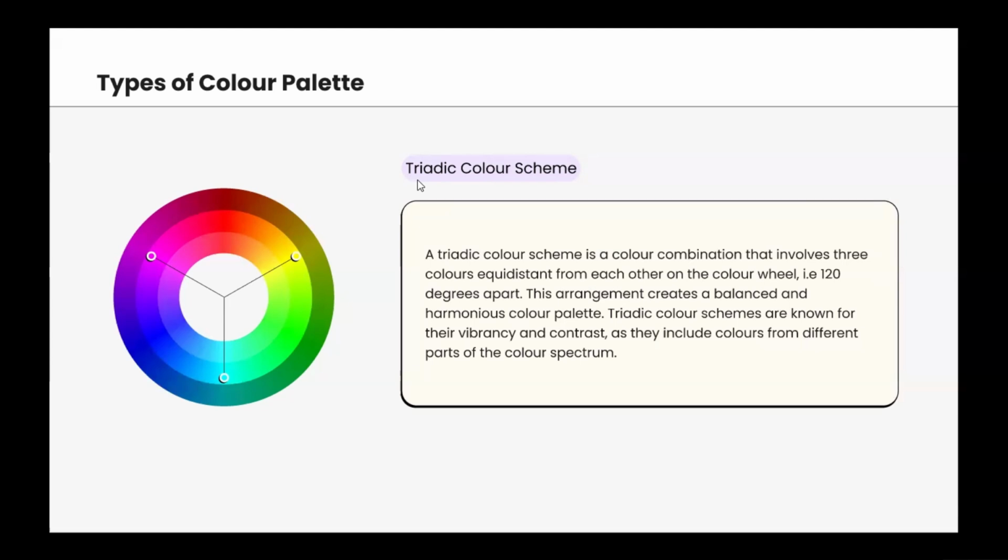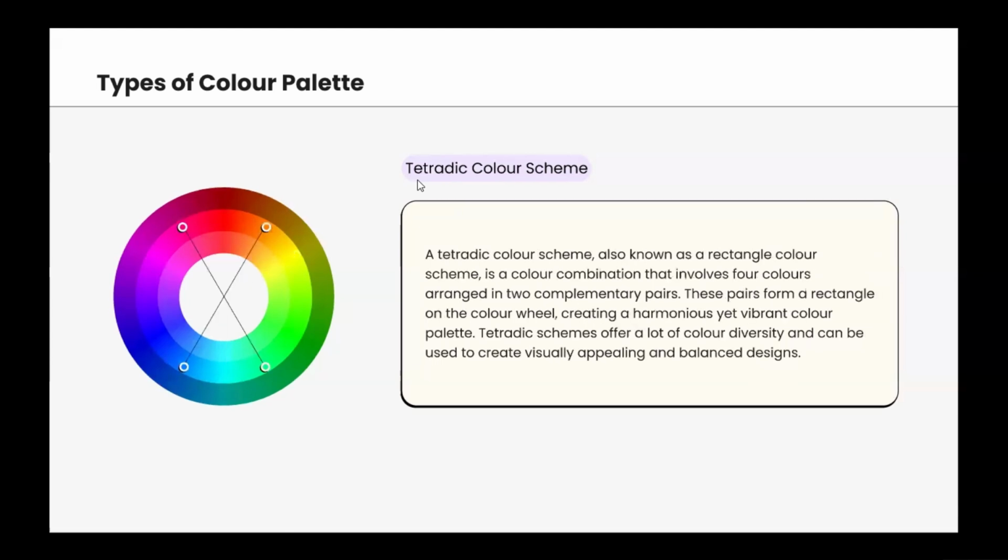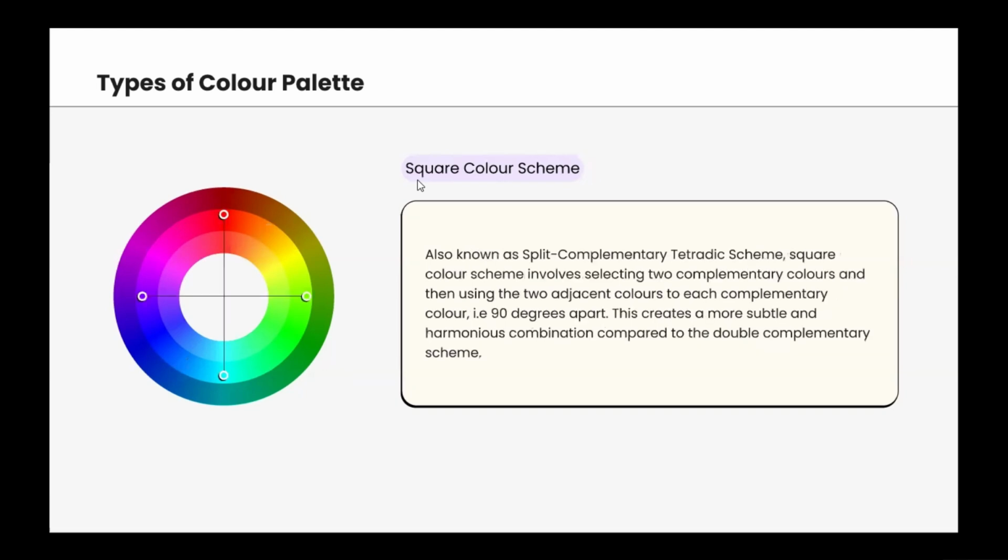So you can see the cyan is here, the yellow and the magenta. So they are different spectrums. We have the tetradic color scheme, a combination of four colors that are complementary to each other. Two pairs of the four colors on the color wheel are complementary. When you combine them, they create a harmonious yet vibrant color palette. They offer strong diversity and can be used to create balanced designs.